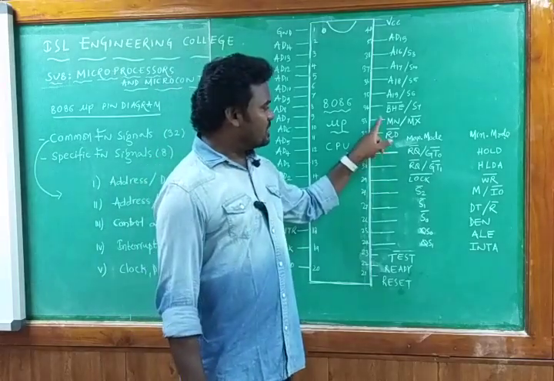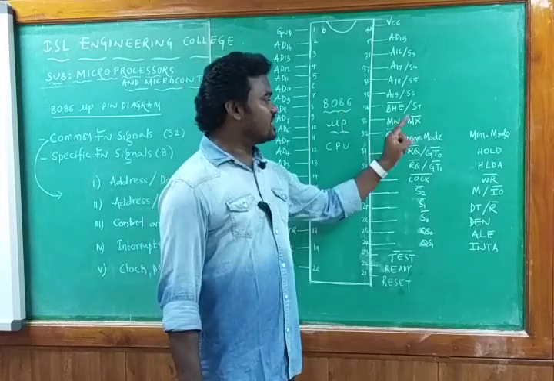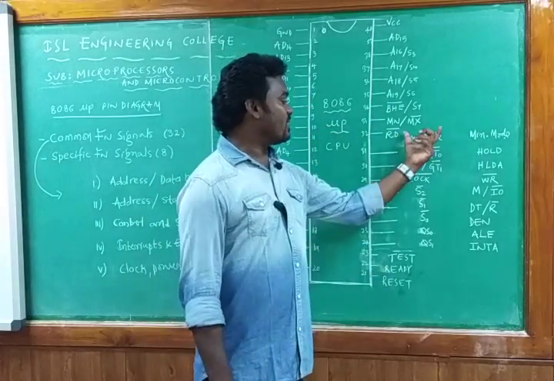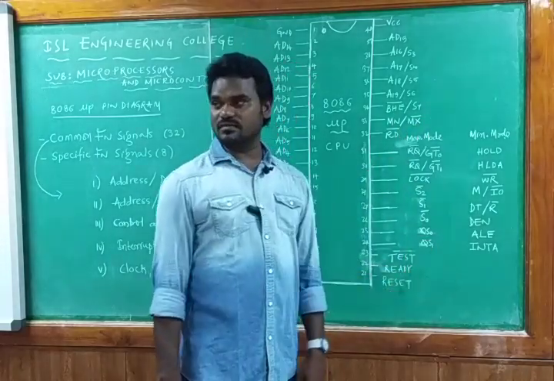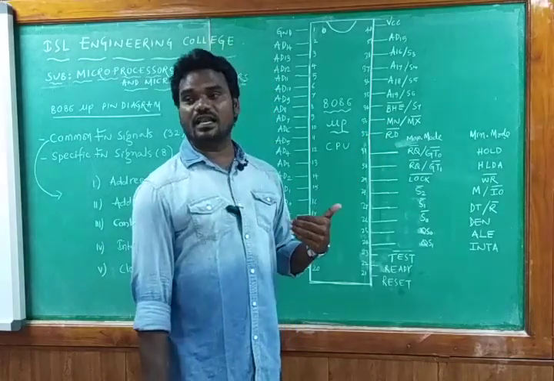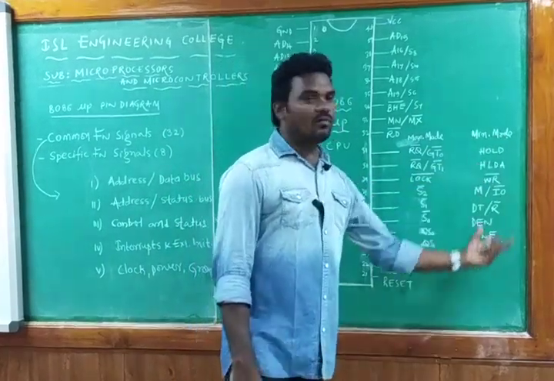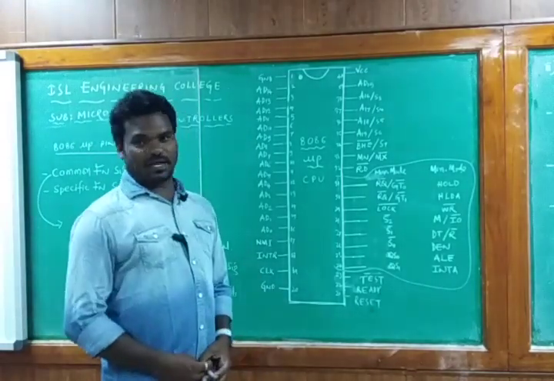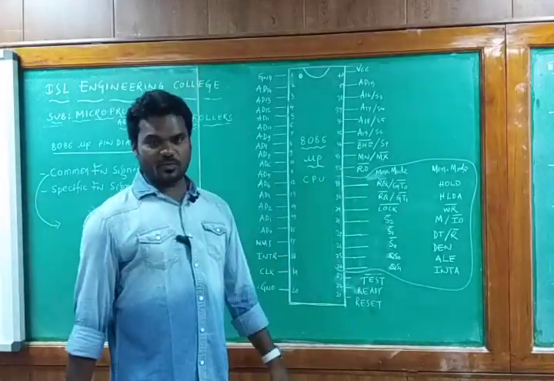Whenever this input signal takes the active low, that is a 0 signal, the processor will work in the maximum mode of operation, so pins 24 to 31 serve those functions. Whenever pin 33 takes the active high signal, that is logic 1, the same processor will work in the minimum mode. So the same processor can work in the minimum mode and the maximum mode based on pin 33, and pin 33 is an input signal pin.